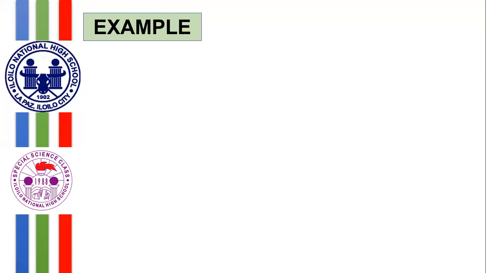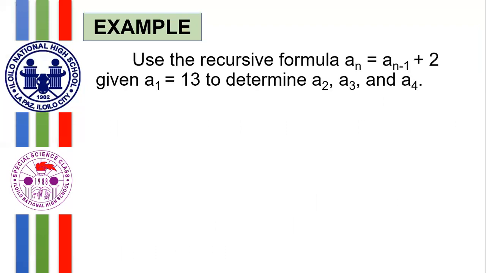Let's have an example. Use the recursive formula a sub n is equal to a sub n minus 1 plus 2, given that a sub 1 is equal to 13, to determine the values of the second, the third, and the fourth terms. Remember, a sub n minus 1 is the term that immediately precedes it or is immediately before it.